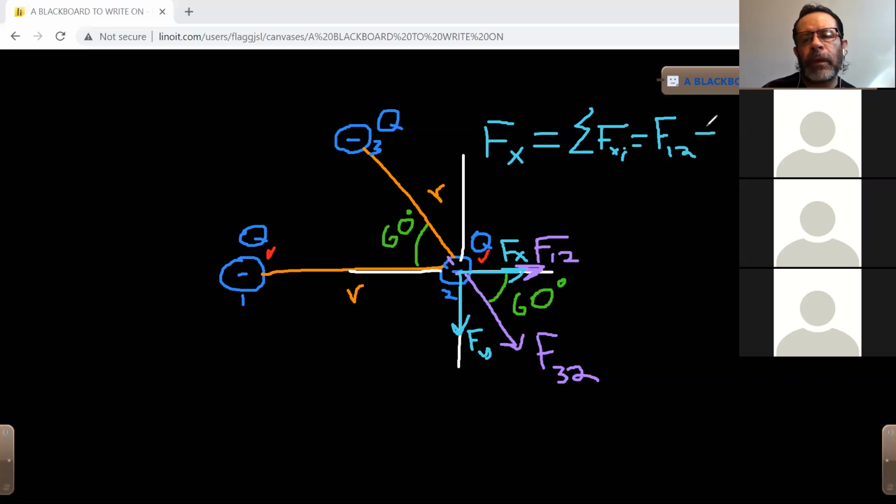So you're going to have F32 cosine of 60. Correct. F32 cosine of 60. Okay. And then we've got the force in Y. The force in Y is going to be equal to the sum of all of the forces in Y. What are the forces in Y that are acting here in this diagram?